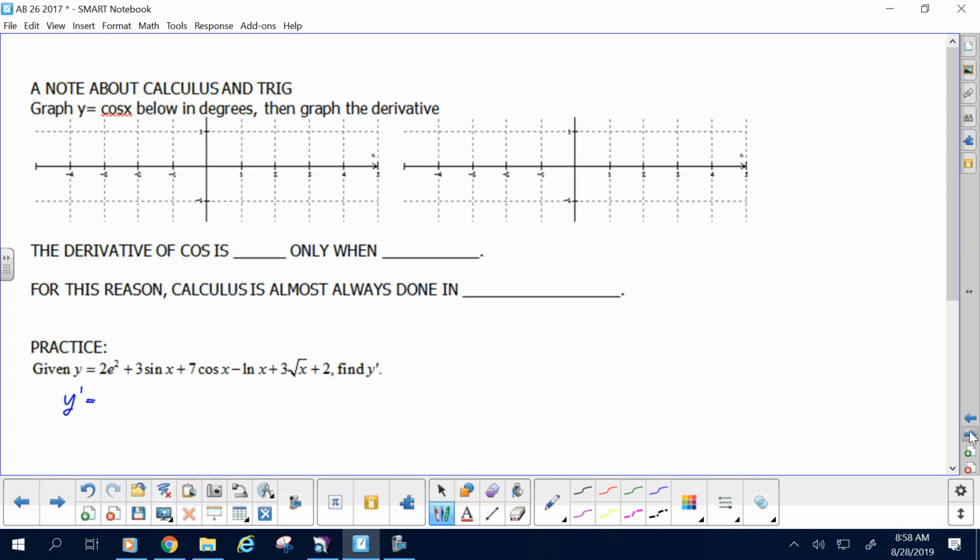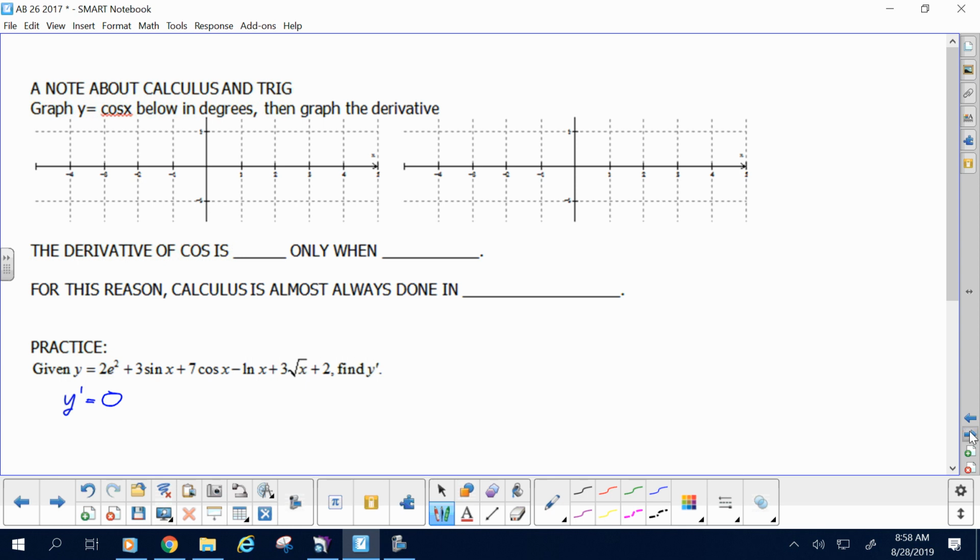See if I got you. The derivative of 2e to the 2 is 2e to the 2, right? No. 2e to the 2 is a constant. And the derivative of a constant is 0. All right? So what if I asked you the derivative of 2e to the x? That's a function, and its derivative is 2e to the x. But 2e squared is a constant.